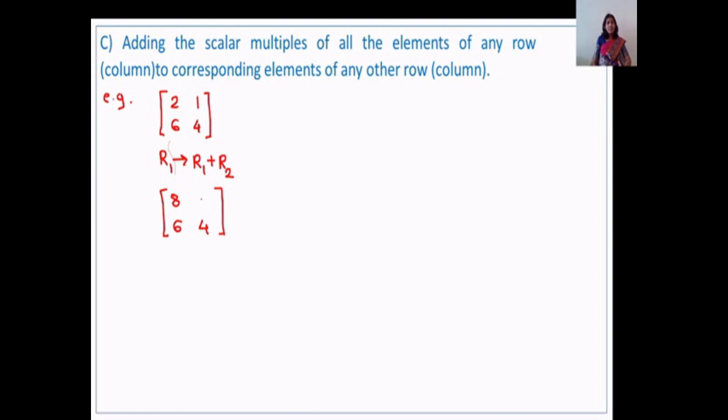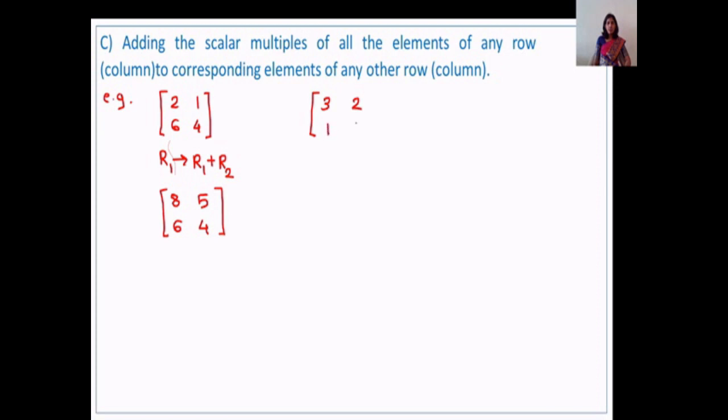Then here, what is R1? R1 is 1, R2 is 4. So here the answer is 5. So R1 plus R2, what will we get? 2 plus 6, that is 8. 1 plus 4, that is 5. Suppose there is another example.